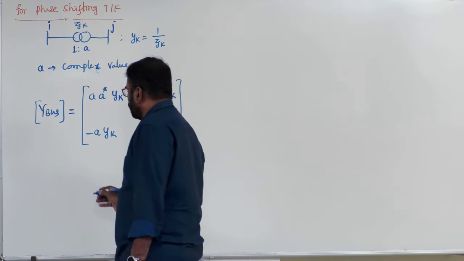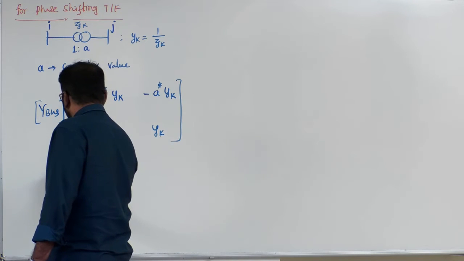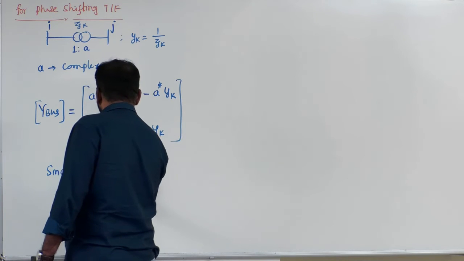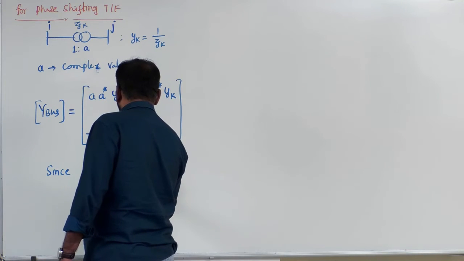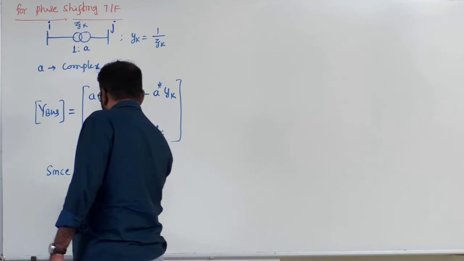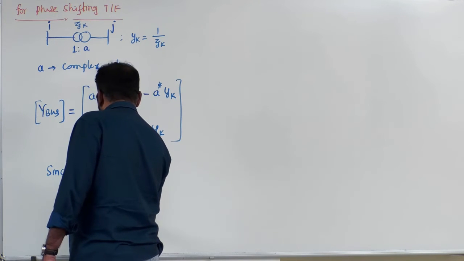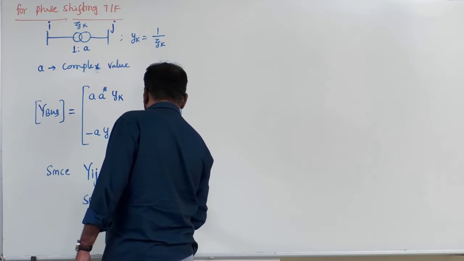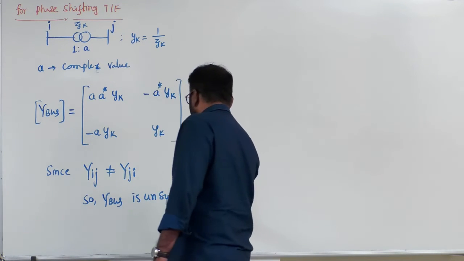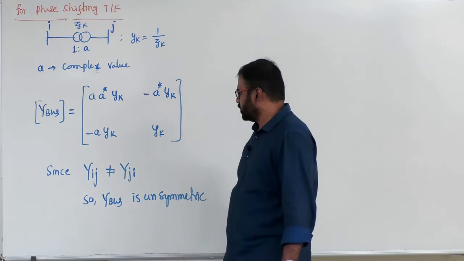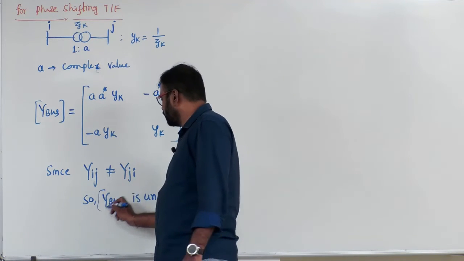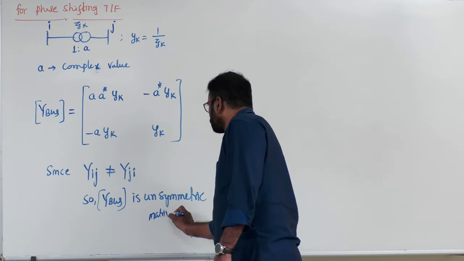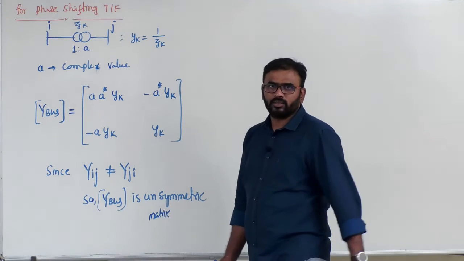Okay? So since Yij is not equal to Yji, Y bus is unsymmetric here. Y bus is unsymmetric. That is the conclusion. Since Yij and Yji are not equal, Y bus is an unsymmetric matrix for phase shifting transformers. Clear?